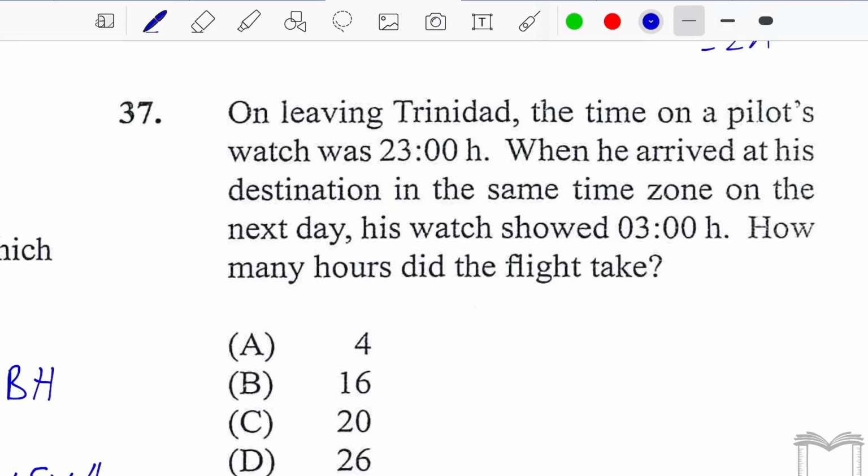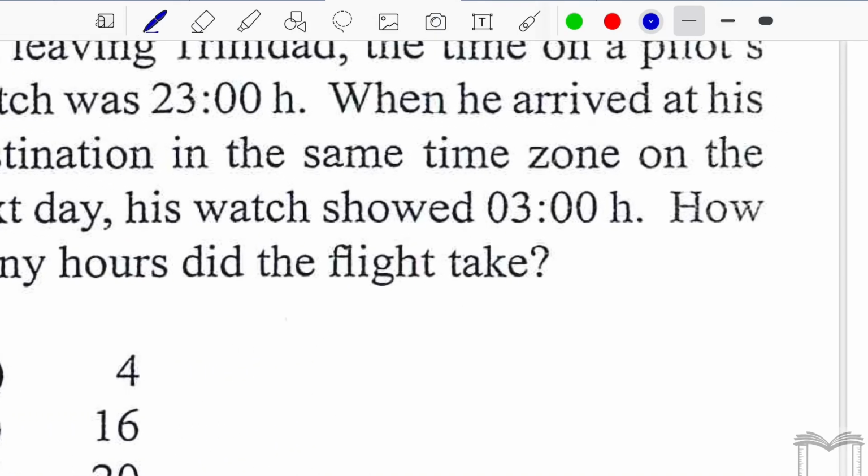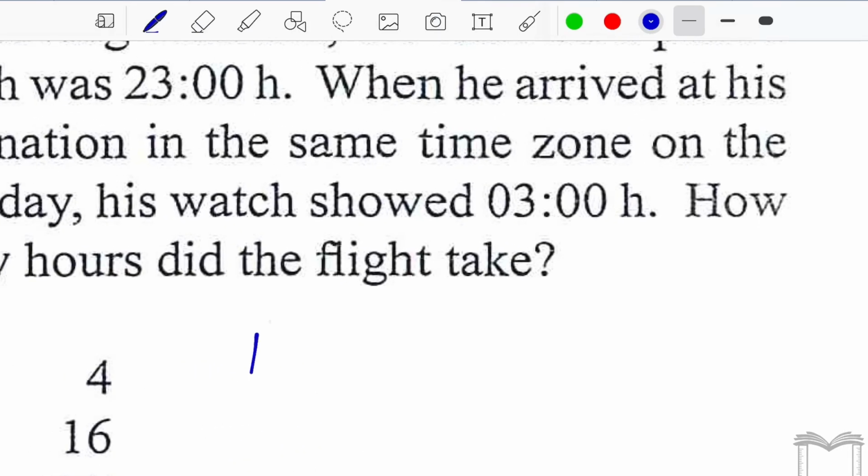Number 37. On leaving Trinidad, the time on a pilot's watch was 2300 hours. When he arrived at his destination in the same time zone on the next day, his watch showed 300 hours. How many hours did the flight take? So we are using the 24-hour clock here. 2300 hours simply means 11 p.m. and 300 hours means 3 a.m.